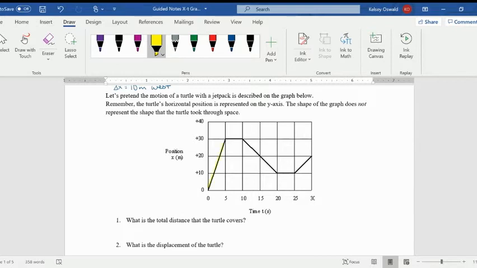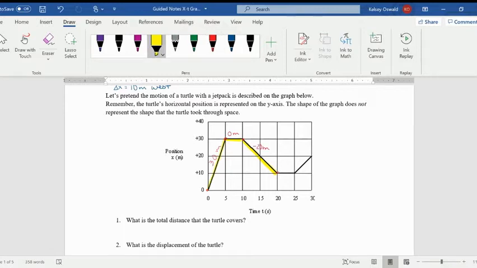So if we look at 0 to 5 seconds, we started at a position of 0 and we ended at a position of 30. So from 0 to 5 seconds, our turtle traveled 30 meters. Then if we look at 5 to 10, here we can see our position is not changing. So our turtle stopped and did not cover any distance there. However, when we go from 10 to 20 seconds, our turtle started at a position of 30 and ended at a position of 10. Okay? So here our turtle went backwards 20 meters.